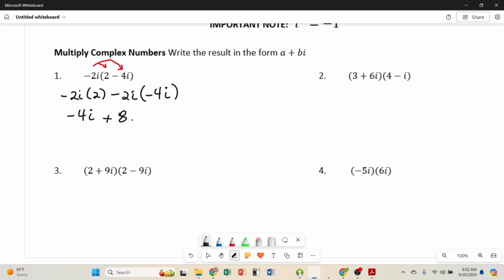i times i is i squared. Now we're not done here because i squared, we learned, is equal to negative 1. So this is equal to negative 4i plus 8 times negative 1. So our final answer is negative 8, right? The real value goes in the front, so this would be negative 8 minus 4i.